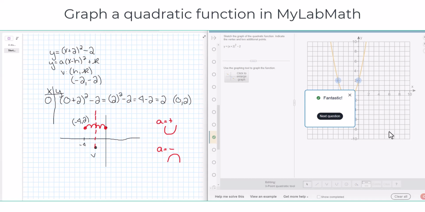Hopefully this is going to help you when you graph. It's a little difficult. It takes a little bit to get used to, but I definitely know you can do it. Thanks for hanging out, and if you have any other questions, just let me know.